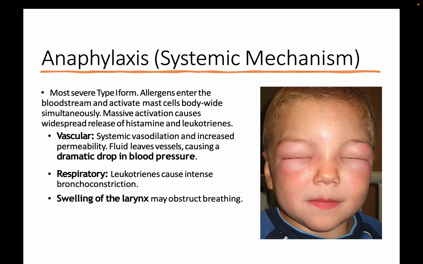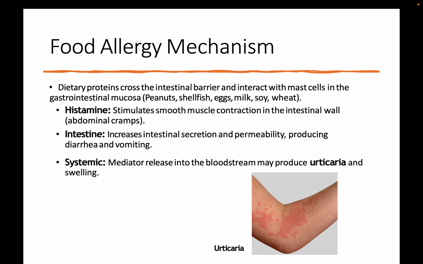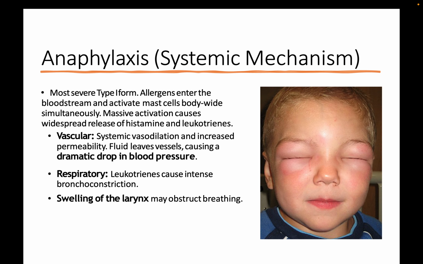The most severe is anaphylaxis, and this is when it hits more systemically. So rather than being located to one specific area, it's everywhere. It's the most severe form, and your allergen is just going everywhere. Your mast cells and basophils are being activated everywhere around your body, so you have this massive release of histamines and leukotrienes. This can go into your veins and capillaries, which can cause vasodilation and increased permeability, and this causes a lot of leakage of liquids, which drops your blood pressure.